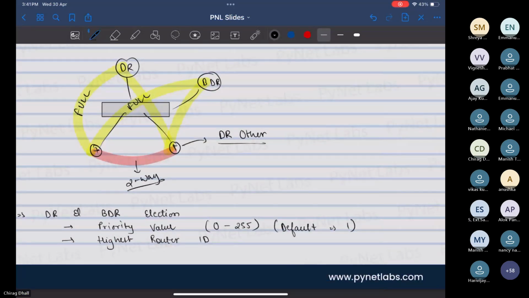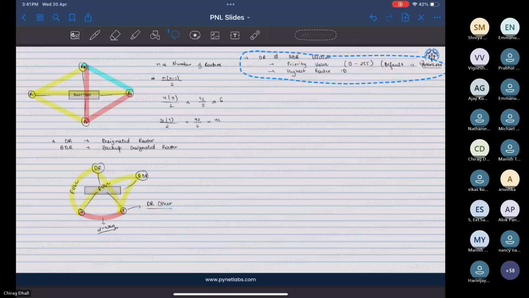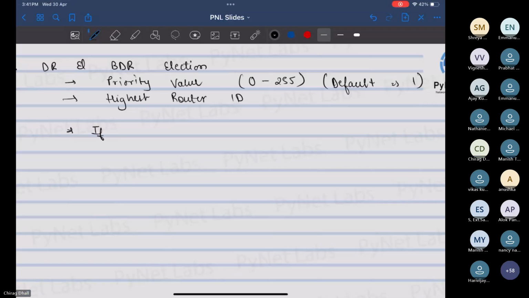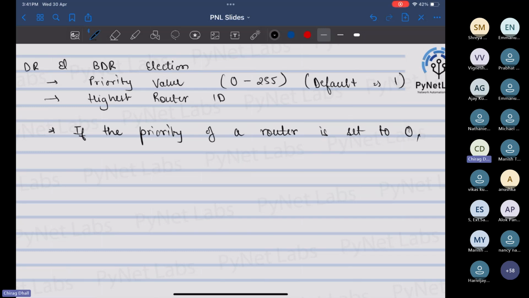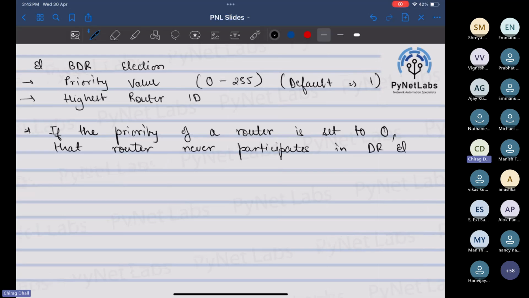Clear, guys? There is one more thing to always remember about the elections, which is if the priority of a router is set to 0, then that router never participates in DR and BDR election.